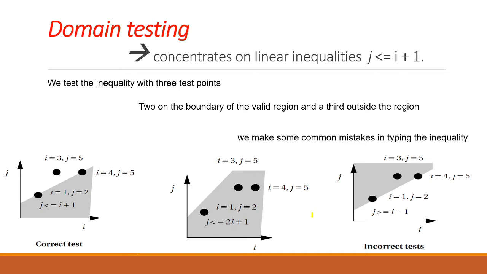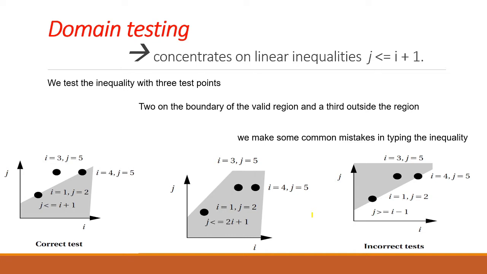The third test under the control flow graph is domain testing. Domain testing follows the linear inequality. This testing allows us to find the mistakes of the programmer, or the syntax mistakes of the programmer. For example, the line is j is less than or equal to i plus 1.